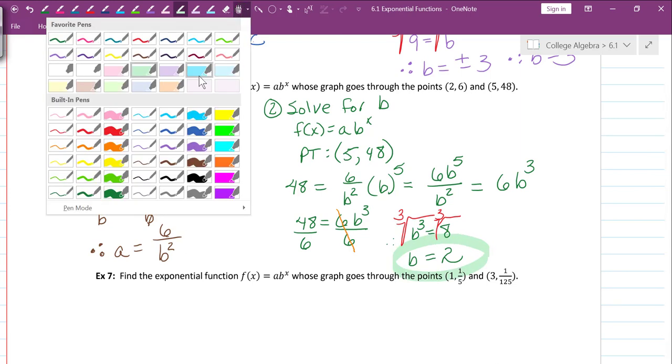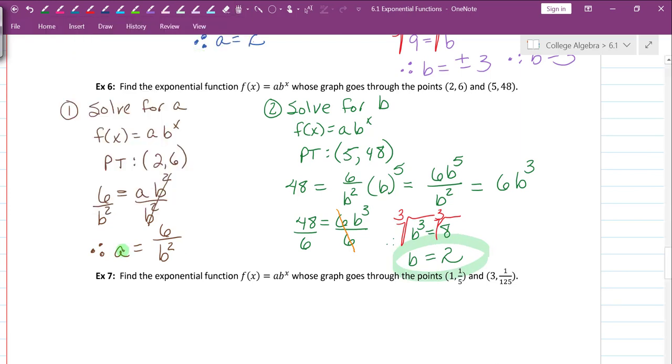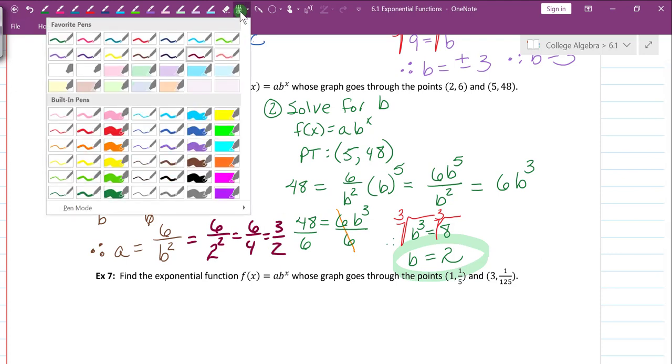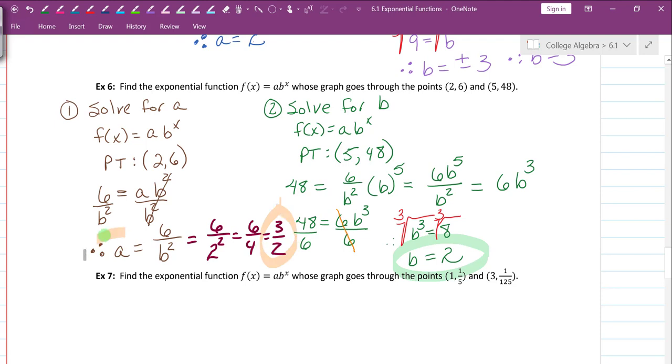Coming back over here, though, let's look at a. A was solved actually in terms of b. So a is equal to 6 over b squared. Well, let's substitute in what b squared equals. So this is going to be equal to 6 over, b is 2, so it's 2 squared, which is 6 over 4, which equals 3/2. So a is equal to 3/2 right here. So that is what a actually equals.